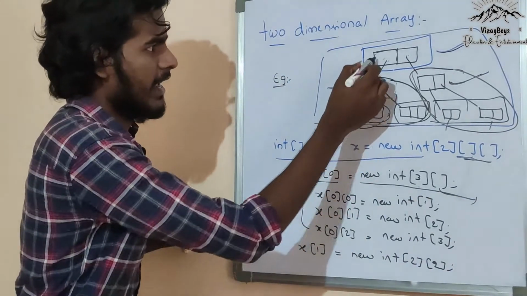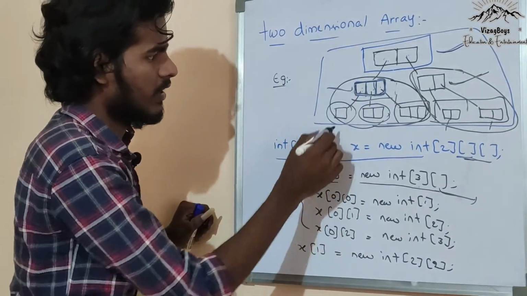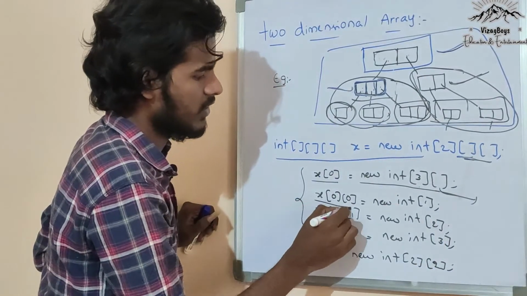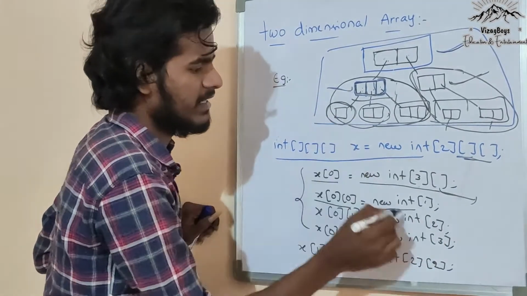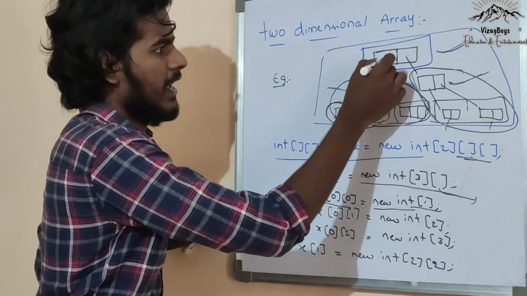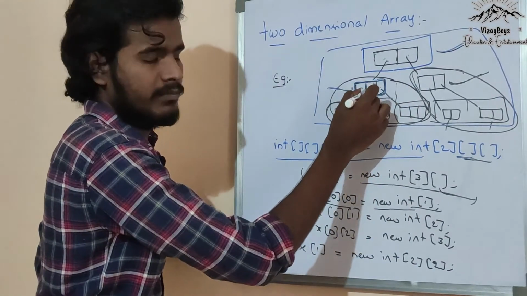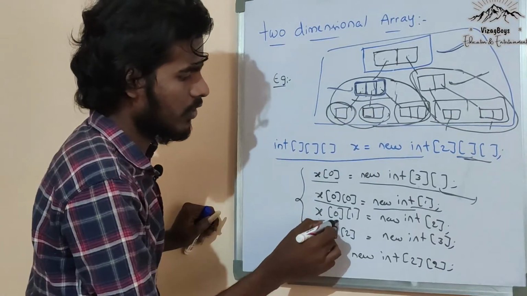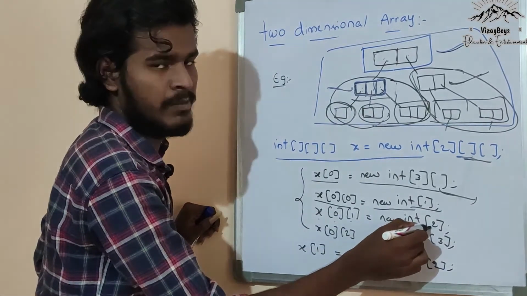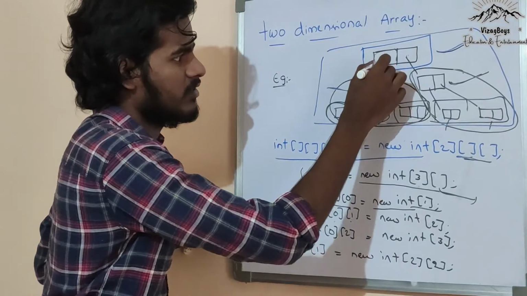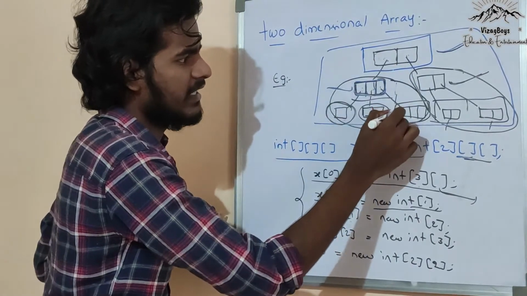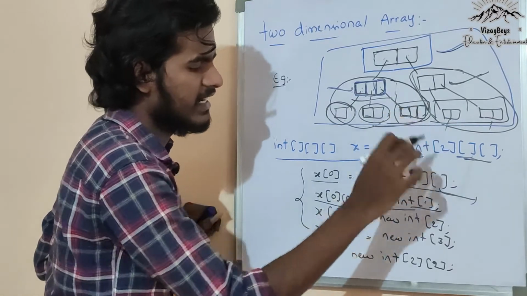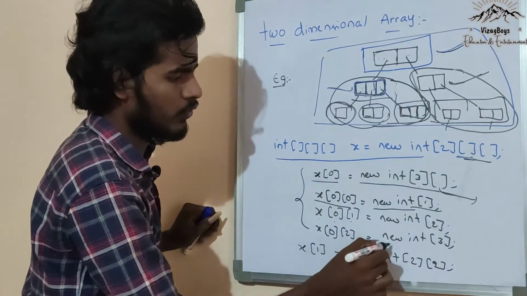x of 0 is a single-dimensional array. What is the size? 1. x of 0 is new int single-dimensional array, size 1. Next, x of 0, 1. What is the size? 2. x of 0, 1 is new int 2, a single-dimensional array of size 2. Next x of 0, 2. It's size 3, a single-dimensional array of size 3: x of 0, 2 is new int size 3.